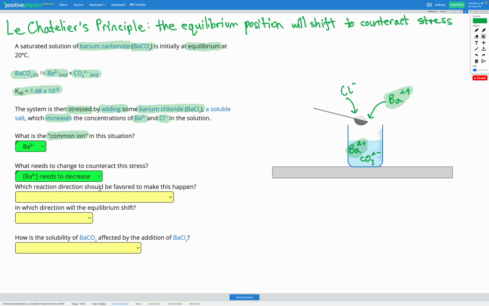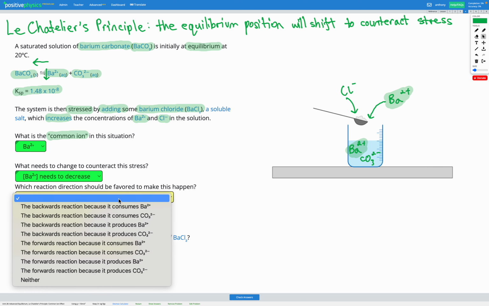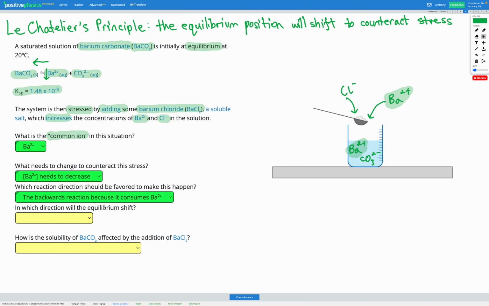Which direction of the reaction should be favored to make this happen? Well, if we need to decrease Ba2+, we need the reaction to shift towards the reactants in the left direction, so that we're going to have some of our barium 2+ and our carbonate ions combining together to form barium carbonate solid. That's going to decrease our barium 2+ concentration. So we need to favor the backwards reaction because it consumes Ba2+. In which direction would the equilibrium shift? We already said it's going to shift towards the backwards direction. That's towards the reactants.